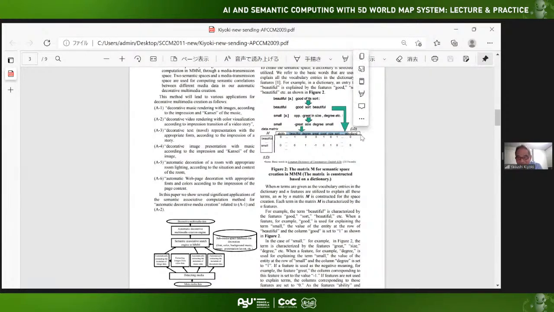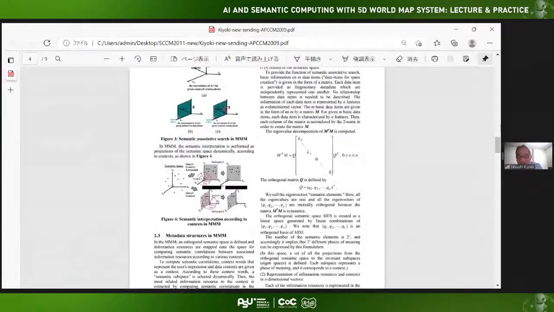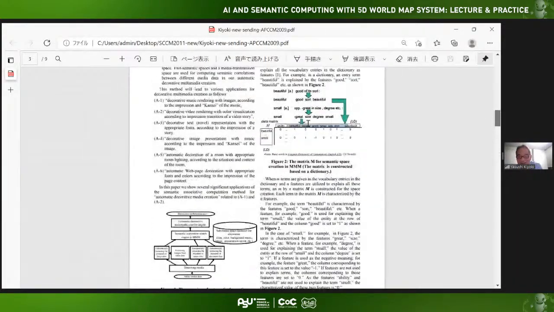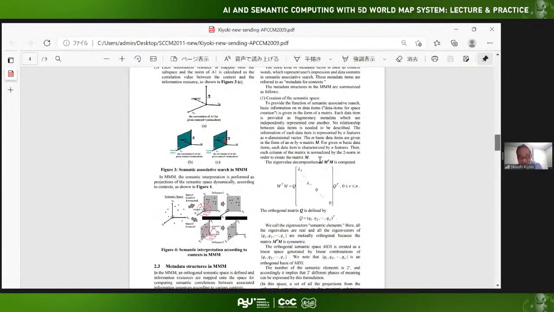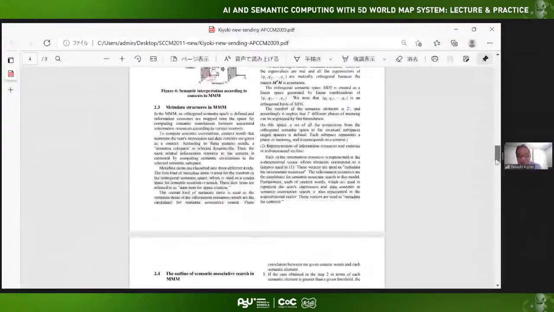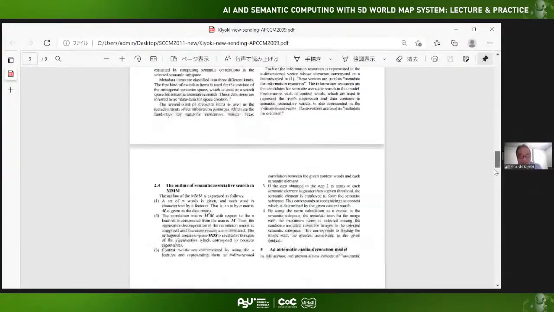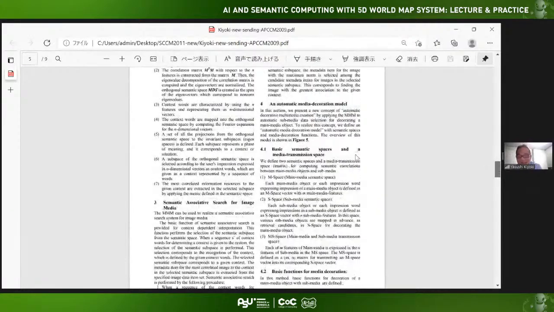But in the case of the matrix, they don't say orthogonality is supported. So we have to apply orthogonal dimension creation. This is the process of eigenvalue decomposition. This is mathematics. If you are interested in this mathematics, please follow this description. And this is the total procedure.